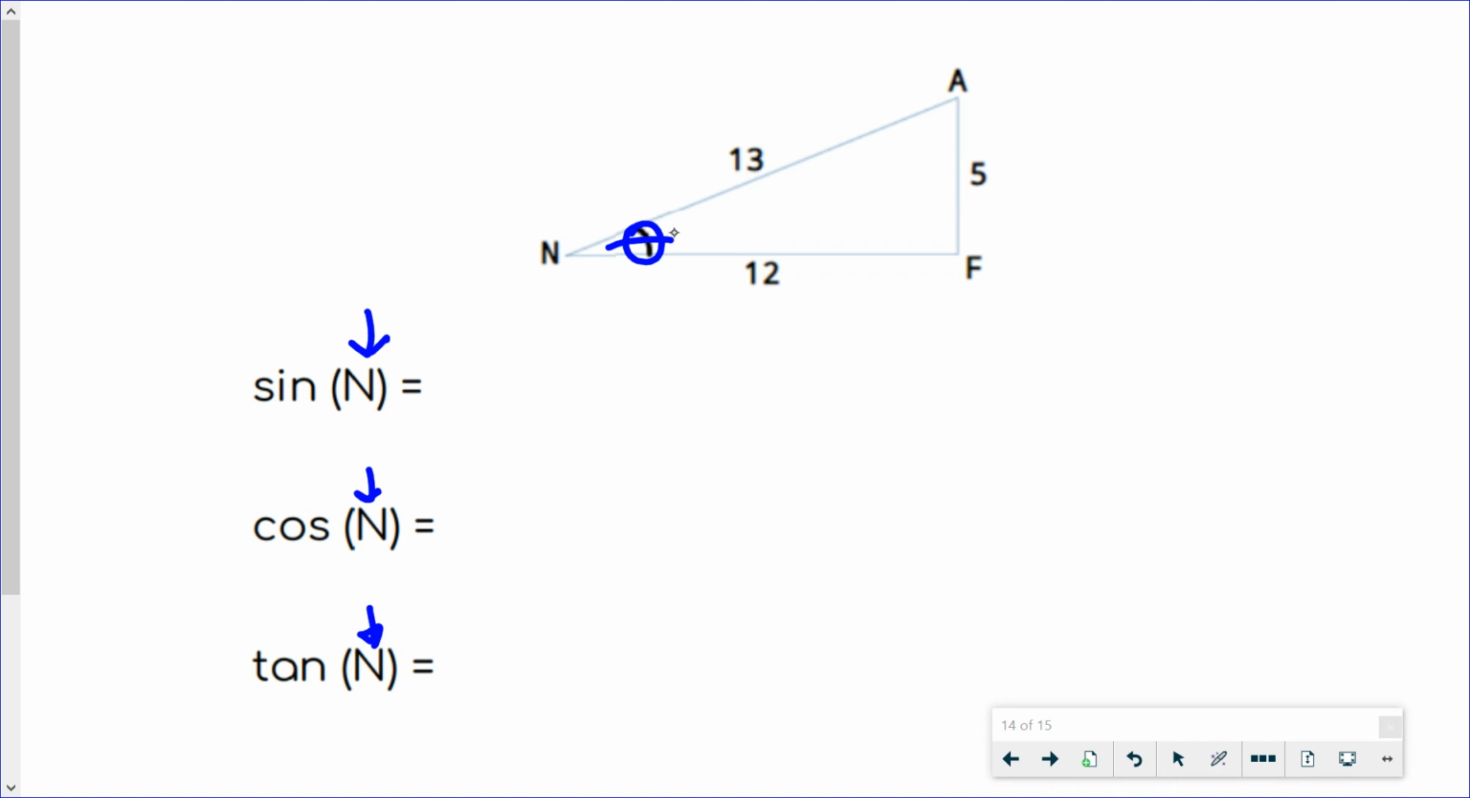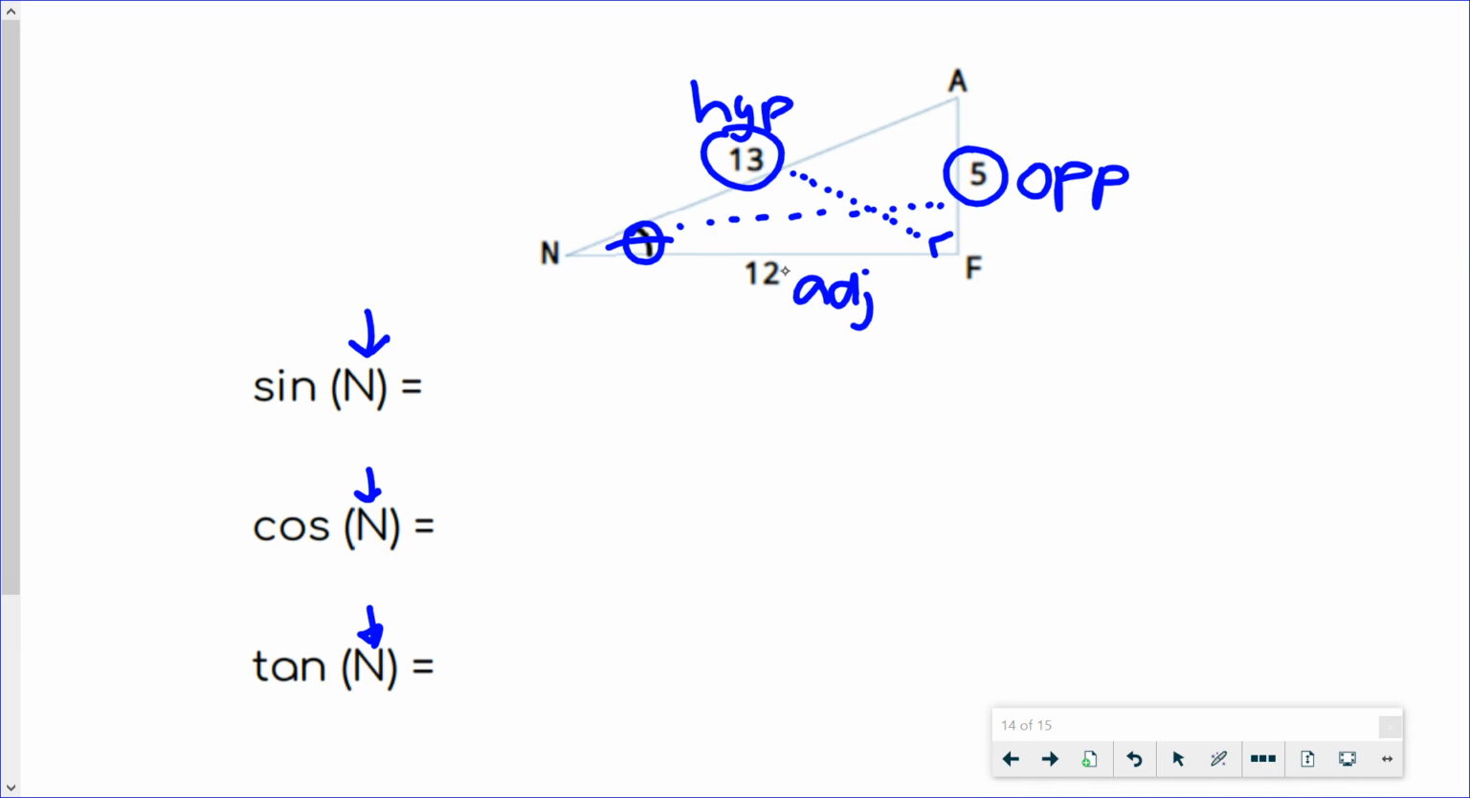Now I'm going to label my sides. Well, across the triangle is going to be my opposite. That's 5. Between my theta and my right angle is 12, so that's my adjacent. And across the triangle from the right angle is my hypotenuse. So now I have side lengths or number values to put in for each of those sides.